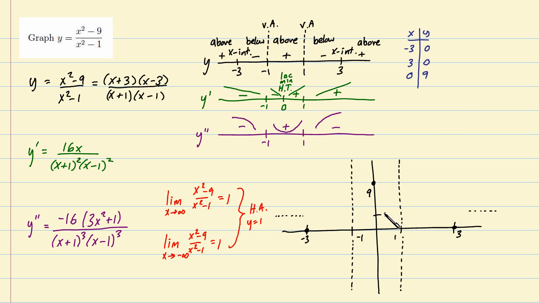I do this purposefully. The horizontal asymptote only tells me what's happening when x is getting very, very big or when x is getting very, very negative. Very, very big, of course, is well to the right of 3. Very, very negative is well to the left of -3. It tells me nothing about what's going on in the middle here.